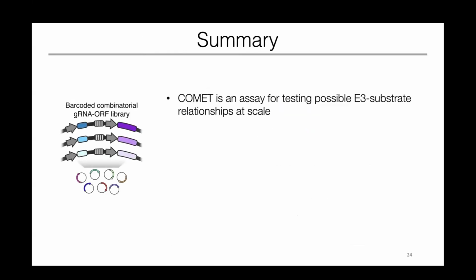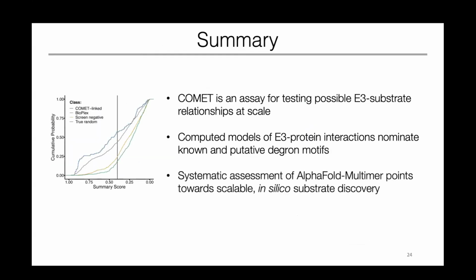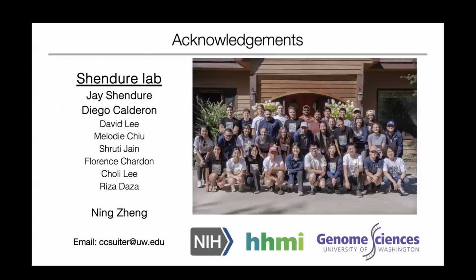So just to summarize the talk, Comet is an assay for testing possible E3 substrate relationships at scale. We computed these models of E3 protein interactions, and they seem to nominate known and putative degron motifs. And then our systematic assessment of AlphaFold multimer points towards scalable in silico substrate discovery.